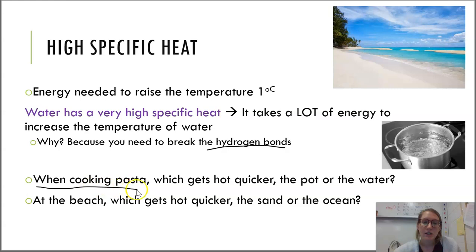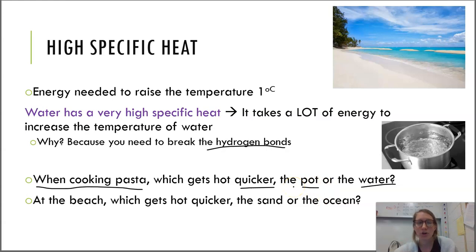In my house, we like to eat a lot of Italian food. We like to cook a lot of pasta, a lot of rice. You have to boil water for both of those. So when you're cooking pasta or you're boiling water, you get your pot, put water in it, you start boiling it. What gets hot quicker? Is it the pot or is it the water? It's definitely the pot, okay?